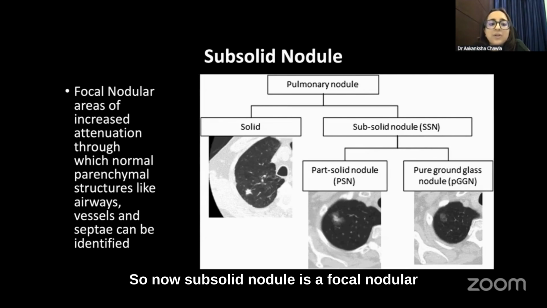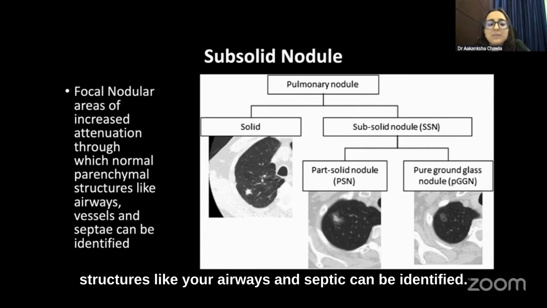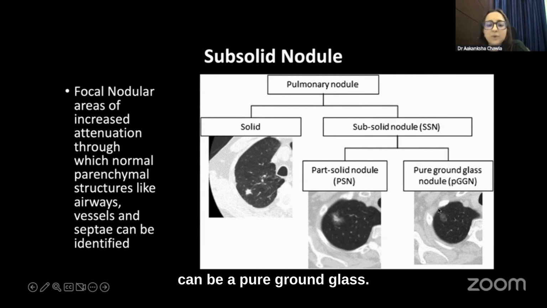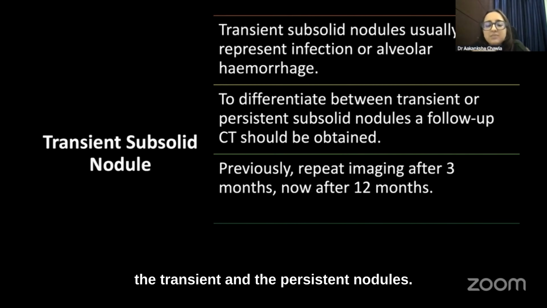So now a subsolid nodule is a focal nodular area of increased attenuation through which normal parenchymal structures like your airways and septae can be identified. Now your subsolid nodule can be part solid or can be pure ground glass. Important for subsolid nodules is the transient and the persistent nodules. If you have a transient subsolid nodule, you need to remember that mostly these are generally representations of infection or alveolar hemorrhage.